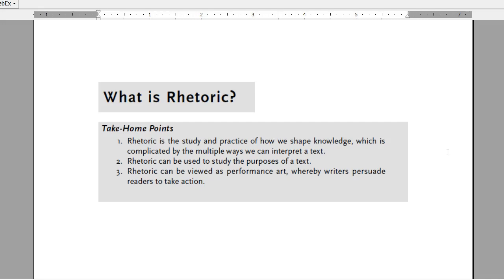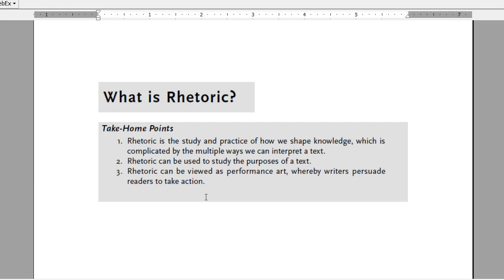Why is this piece geared towards me? Am I the audience? Those sorts of questions are the purpose of using rhetoric: to answer those questions. So moving on, the third definition is that rhetoric can be viewed as a performance art whereby writers persuade readers to take action.